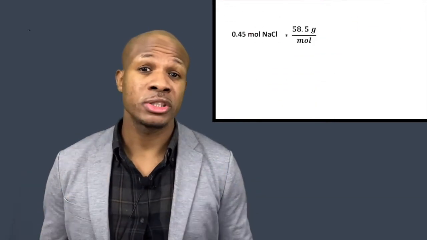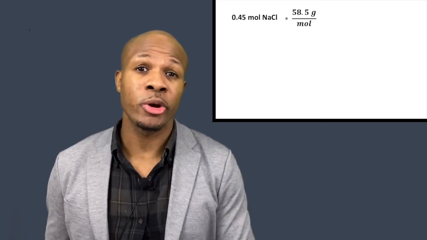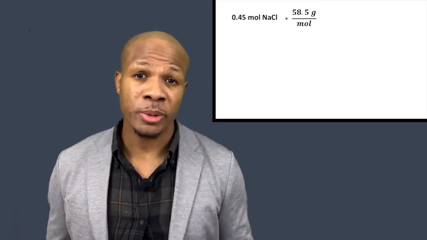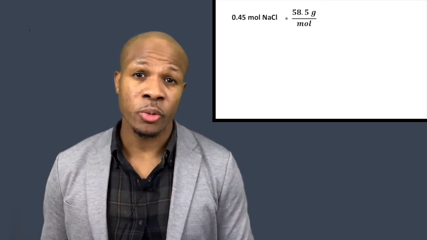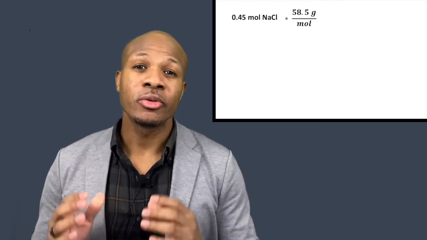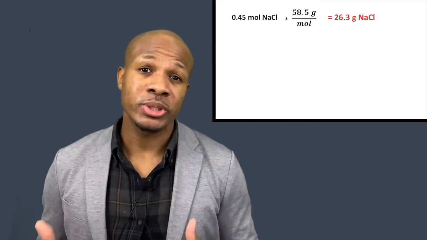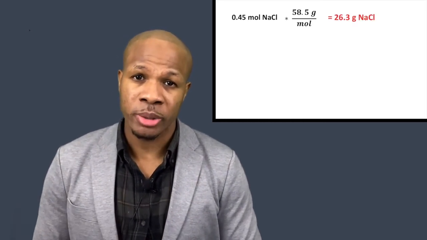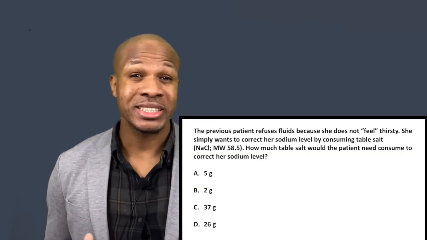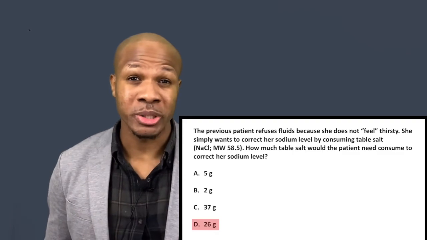Okay, and 450 millimoles of sodium chloride is the same thing as 0.45 moles of sodium chloride. And we know that the molecular weight of sodium chloride is given as 58.5 grams per mole. So we multiply 0.45 times 58.5, and that gives us 26.3 grams of sodium chloride. She will have to consume 26 grams of sodium chloride to correct her sodium level, which is a lot of sodium. So that's definitely not something that she'll want to consume all at once.